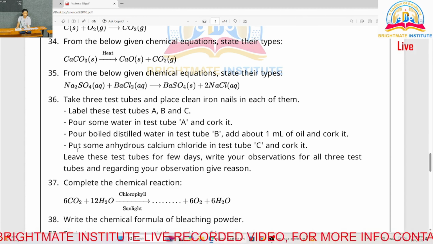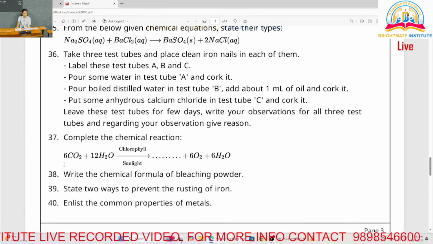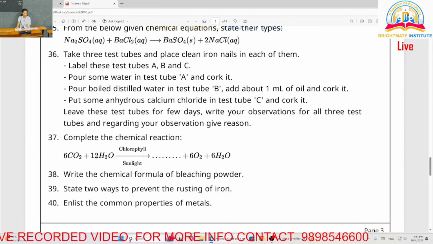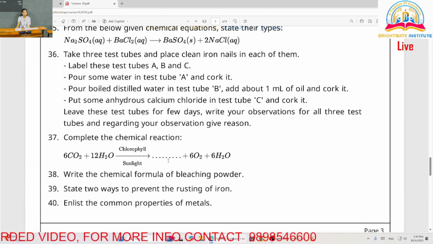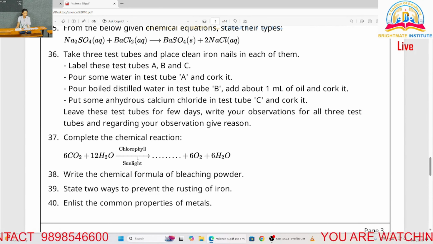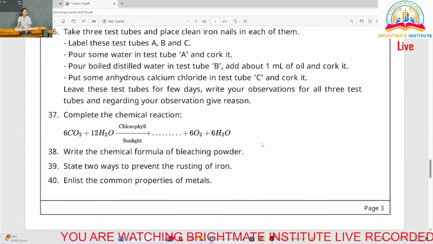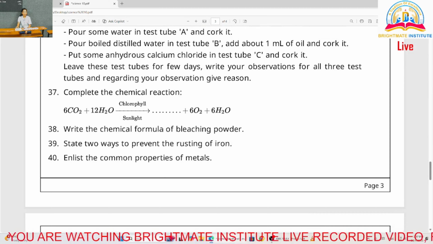Now the 37th is complete the chemical equation. Here it is given 6CO2 plus 12H2O in the presence of chlorophyll and sunlight. What will be the product? This is the photosynthesis reaction, and we know that in the process of photosynthesis the green leaves make glucose. And what is the formula for glucose? That is C6H12O6. Carbon 6, hydrogen 12 and O6. So the answer will be C6H12O6, which is the photosynthesis equation. The answer will be glucose.